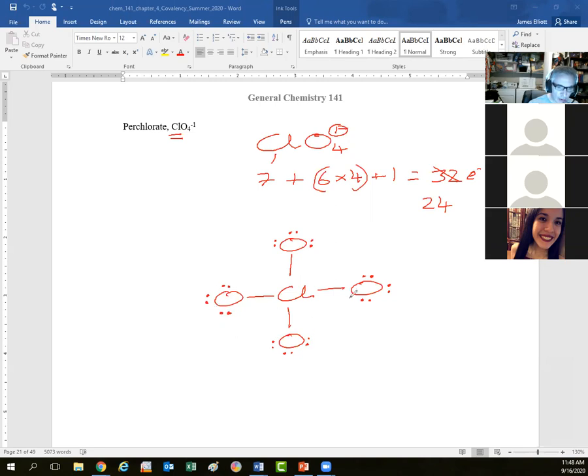6, 12, 18, 24. Now maybe this is the right answer because of course chlorine does have an octet. It's got to be at least 8. But remember it can break its own octet rule because of that D subshell nearby. And it could be 10, it could be 12, or even 14. So which count is going to be the correct answer?